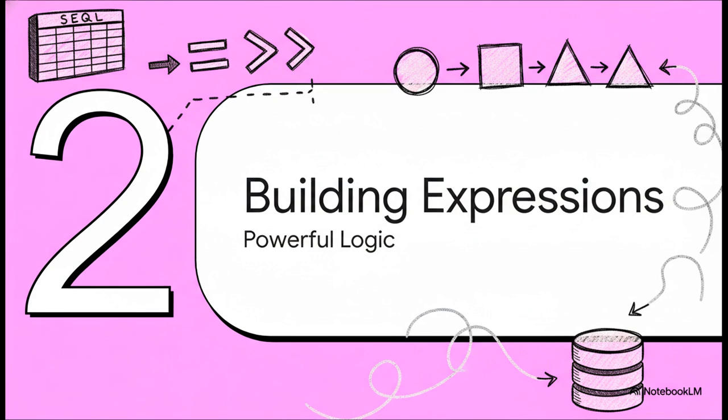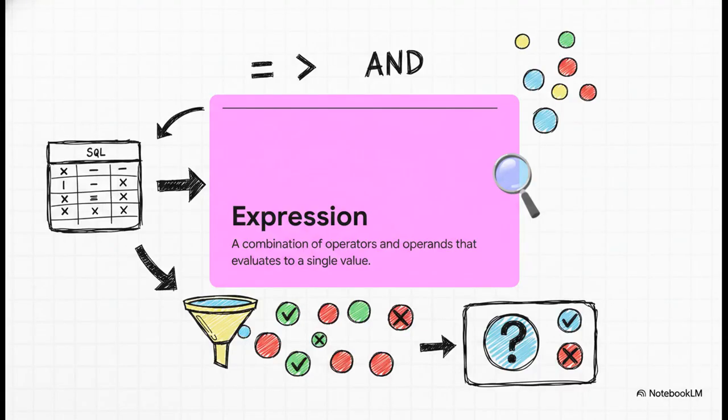Okay, so we have our vocabulary, our operators. Now it's time to start putting them together to form complete thoughts, or what SQL calls expressions. This is where we take our new words and build some really powerful sentences. An expression is really just a combination of the operators we just learned and our actual data, whether that's a column name like salary or a specific value like marketing. The really key part is that this whole phrase gets crunched down by the database until it becomes a single value, usually true or false.